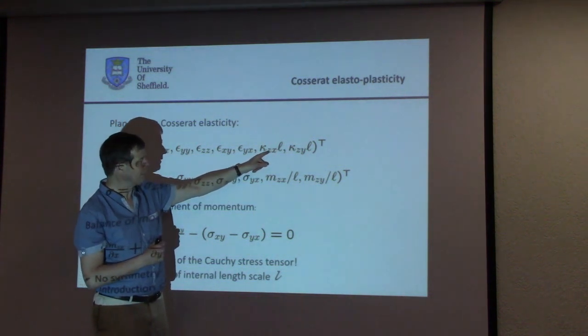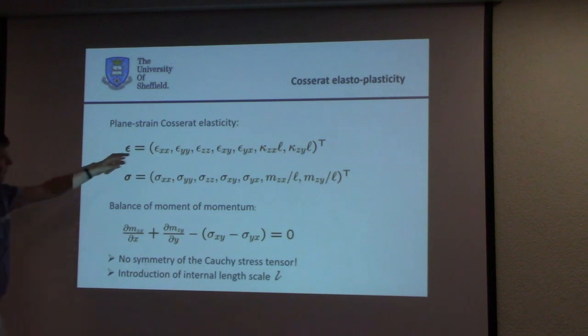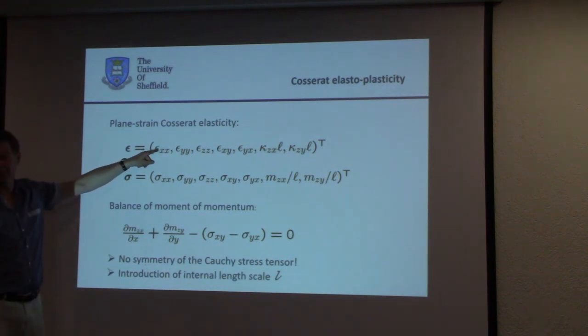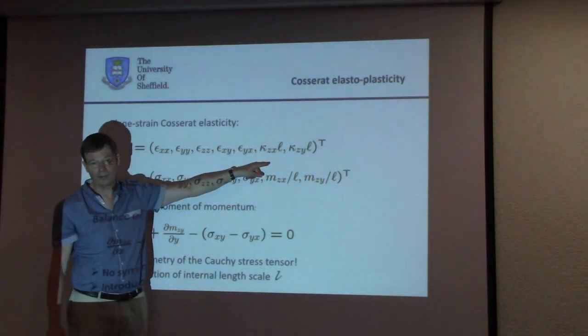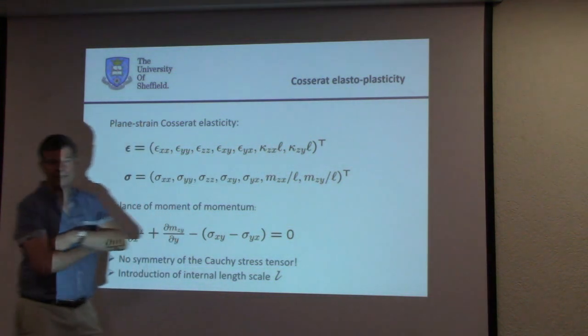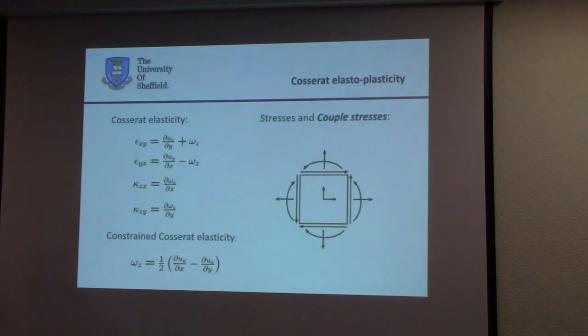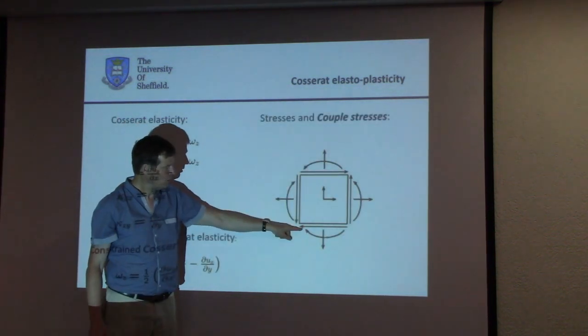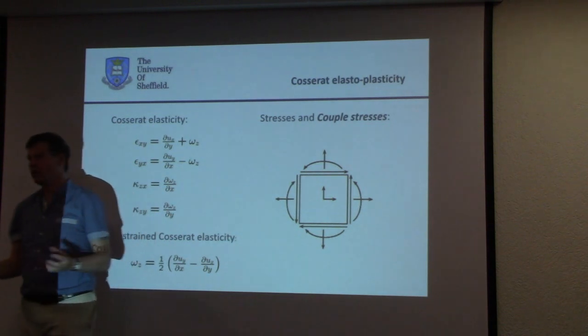microcurvatures. And here I've multiplied them with an L, a parameter with the dimension of length, in order to give them the same dimension as the normal strains and shear strains, because the curvatures are of dimension 1 over L. Multiply them with L, and they are again dimensionless. Essentially, this L is the size of the smallest volume over which we can homogenize.